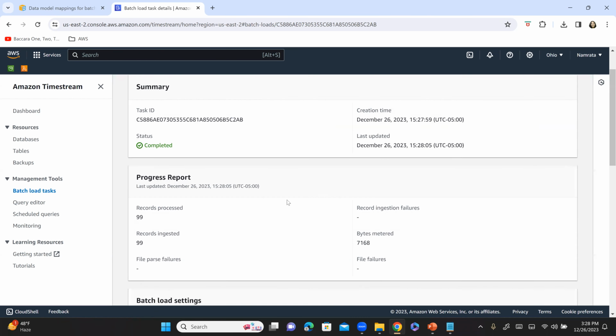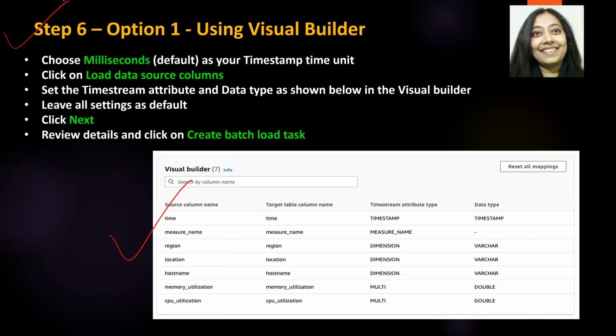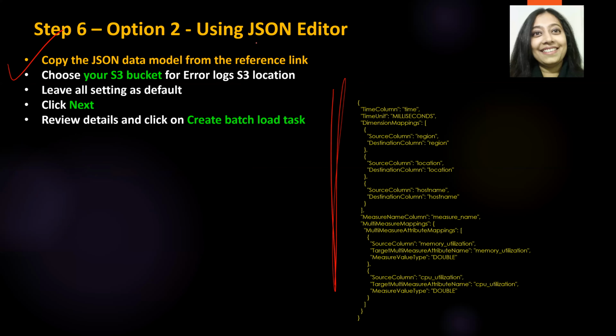We processed 99 records, which is good. We ingested also 99 records, which is very good, right? And that's our S3 location. So we have completed step 5 and step 6 as well, of course, using the JSON editor.